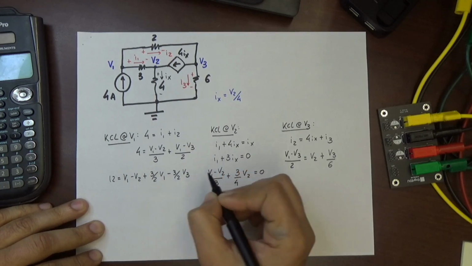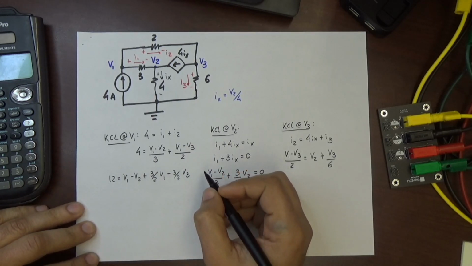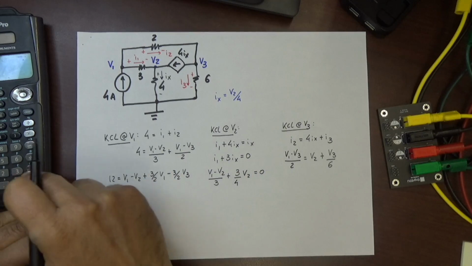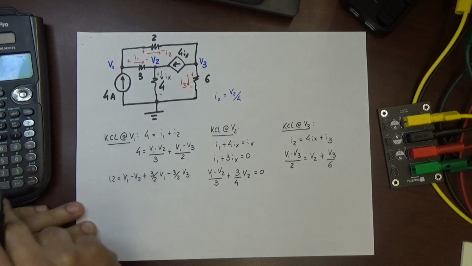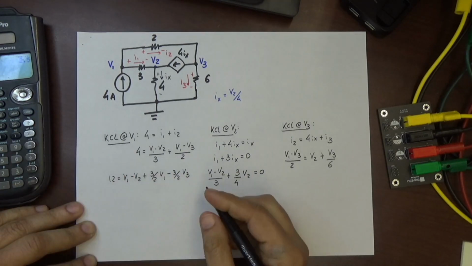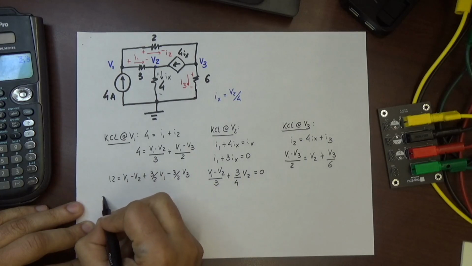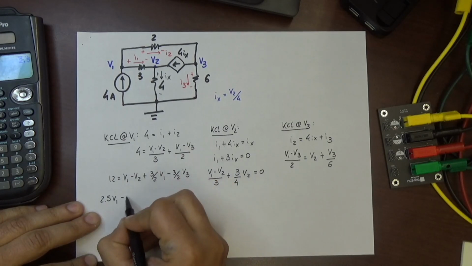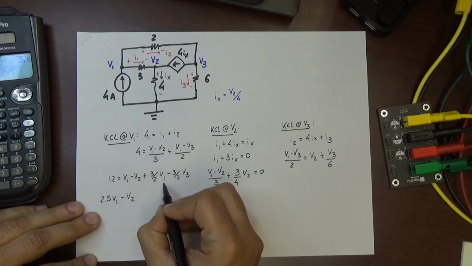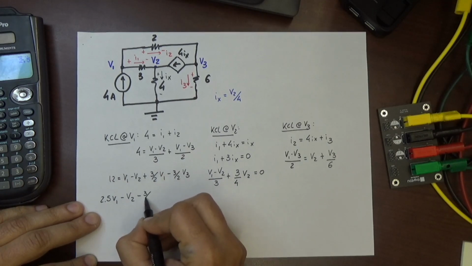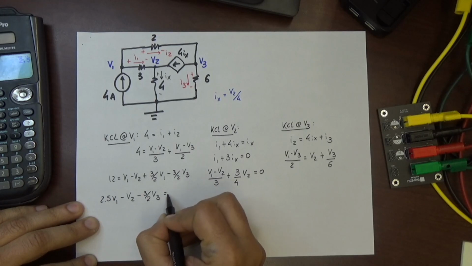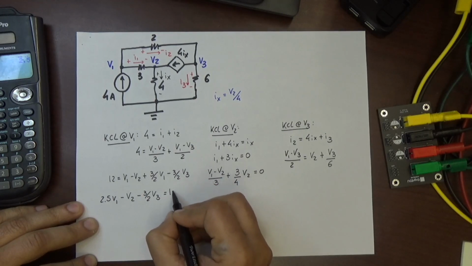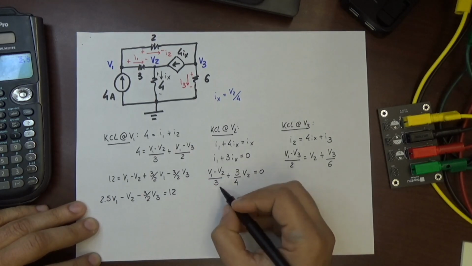Let's put all those terms together. Just add a couple of things here really quick, making sure that we're going in the right direction. And we get 2.5 V1 minus V2 minus 1.5 V3, and this is equal to 12. And apply exactly the same thing on this side, multiplying everything by 4.